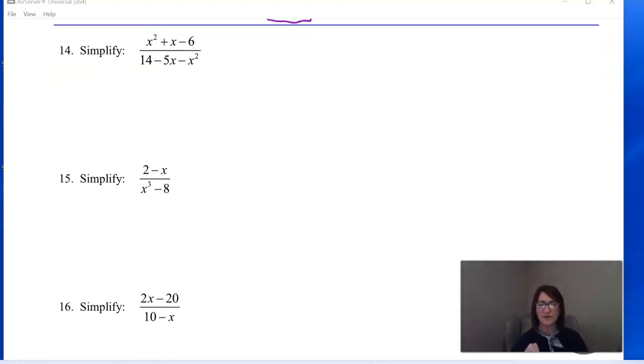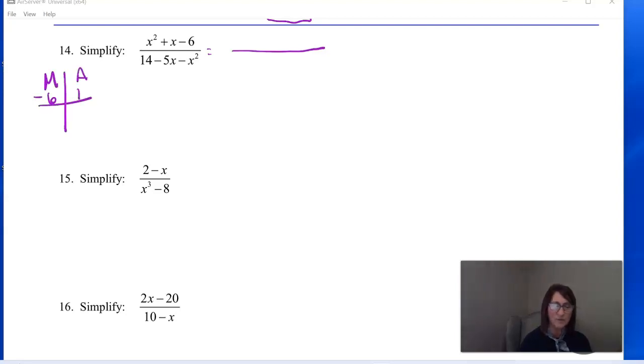So we first need to factor the numerator. 6s are always fun, okay? So we're looking at what can we multiply that gives us negative 6 but adds to positive 1. We're thinking of 2s and 3s. If we're looking at a 2 and a 3, we'll make the 2 negative. So that's going to be x minus 2, x plus 3.